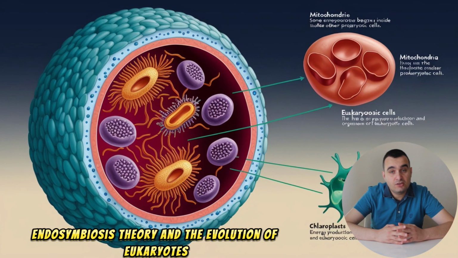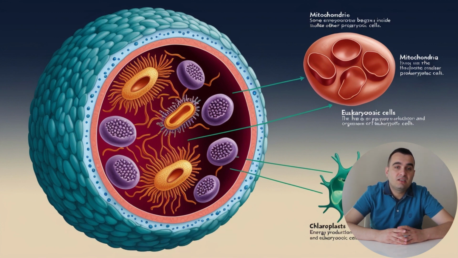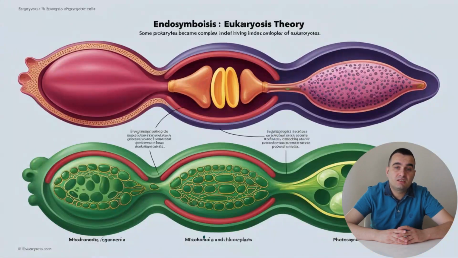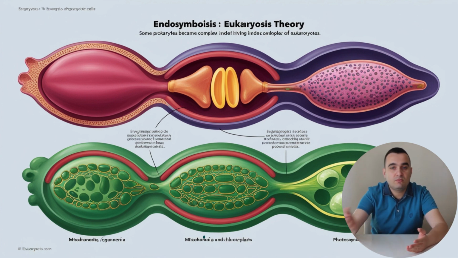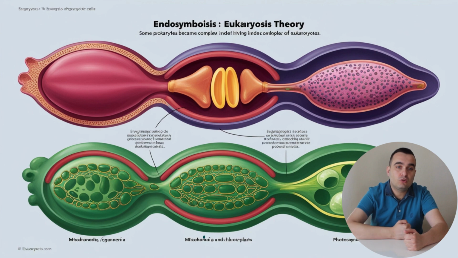Endosymbiosis theory and the evolution of eukaryotes. Over time, prokaryotes became more complex. Some prokaryotes began living inside other prokaryotes in a symbiotic relationship, known as the endosymbiosis theory. According to this theory, this symbiotic relationship led to the emergence of organelles like mitochondria and chloroplasts, essential for energy production and photosynthesis. The endosymbiosis theory explains the evolution of eukaryotic cells, which are more complex than prokaryotic cells.